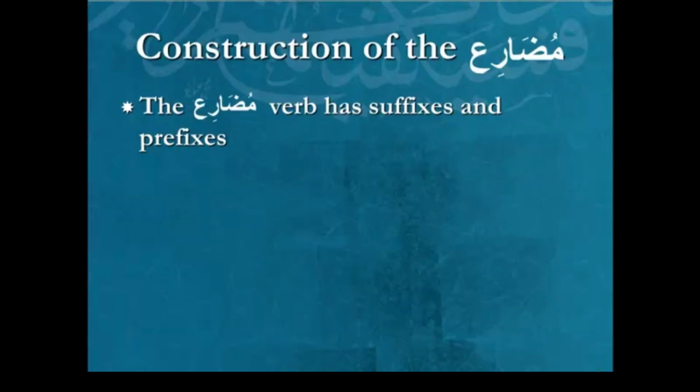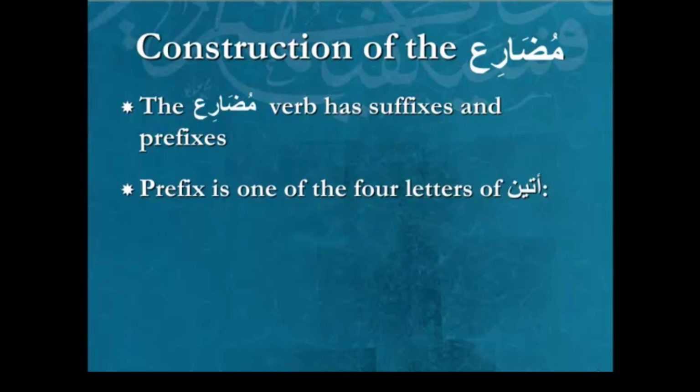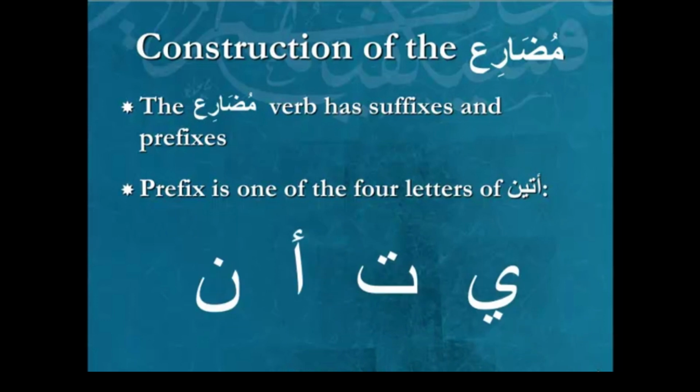Okay, so the mudari verb has suffixes as well as prefixes, or you can say that there's a letter at the front, one of four particular letters that need to be at the front, and they're contained in the acronym ATAINA. So either a ya will be at the front, a ta, a hamza, or a noon. A ya, a ta, a hamza, or a noon. And the purpose of this letter at the front is first of all to distinguish from the perfect, because the perfect one does not have it. So that's like fa'ala, fa'ala, fa'alu, no letter at the front. This one has a letter at the front.